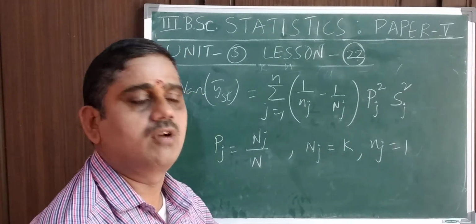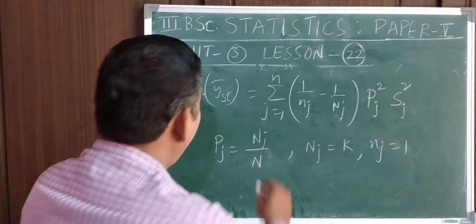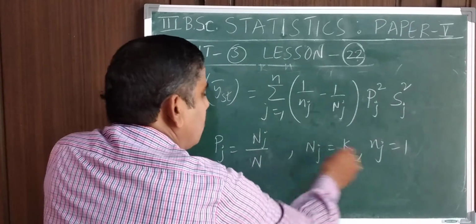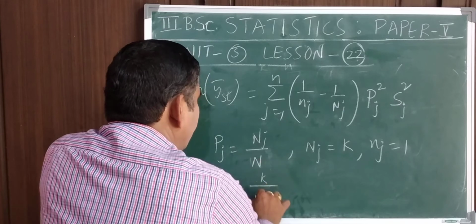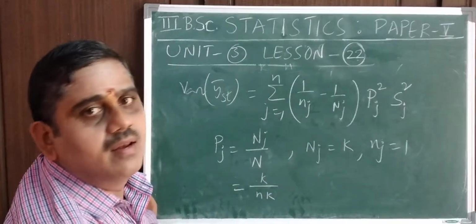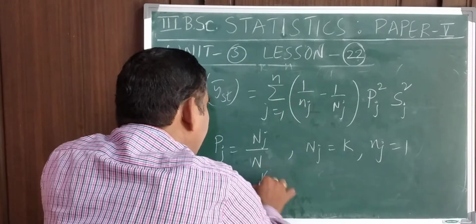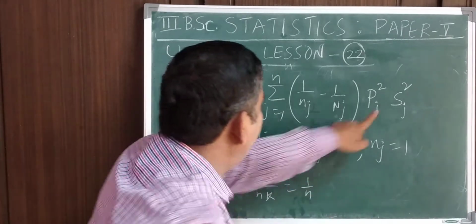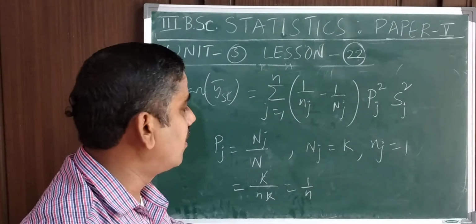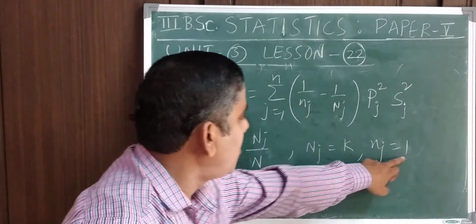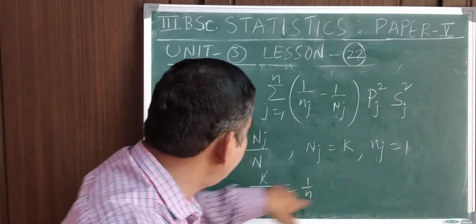Therefore, if you calculate Pj, first of all Nj is equal to k divided by capital N, which is equal to nk in systematic sampling. So k will get cancelled. It is equal to 1 by n. So Pj is 1 by n. Now you substitute the values here: Nj is equal to k, small nj is equal to 1, Pj is equal to 1 by n.